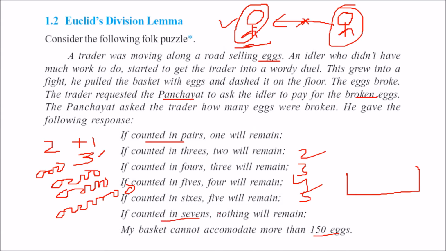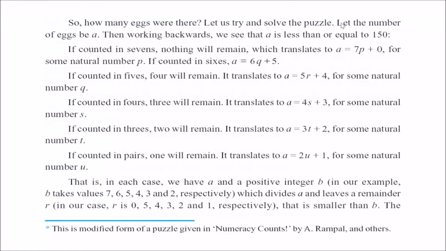If the pack is of 7, nothing will remain. That means he chooses any number, say some natural number p. Then if a is the number of eggs he has, a would be 7 into p plus 0, meaning 7 packs, 7 into p plus 0, means nothing will remain if the packs are made of 7.